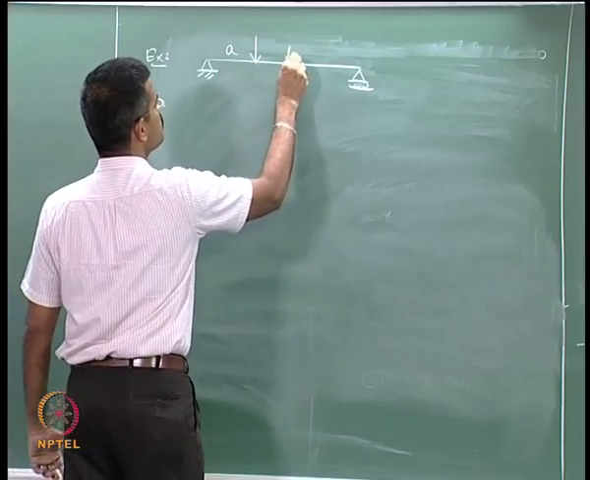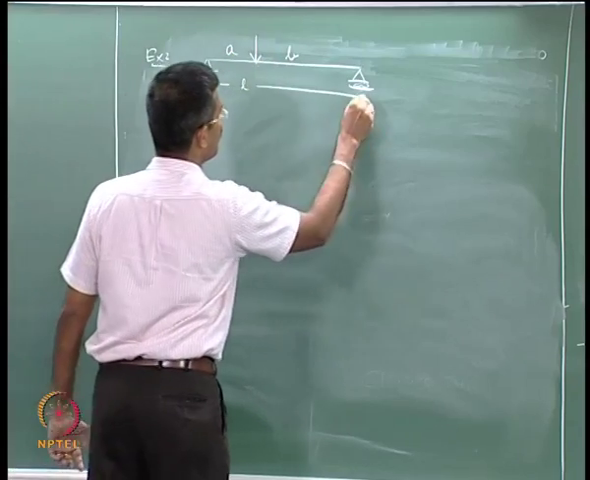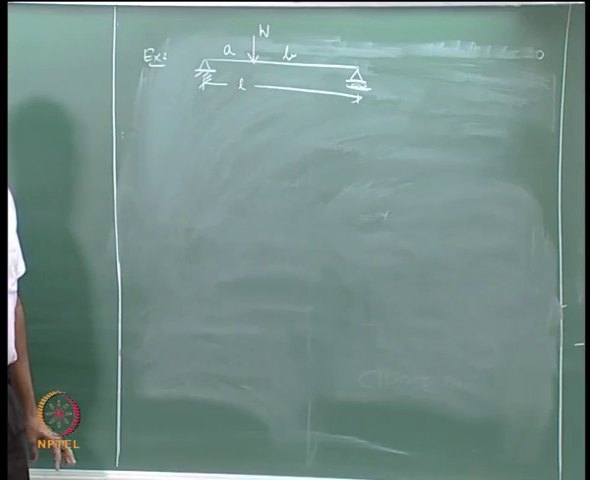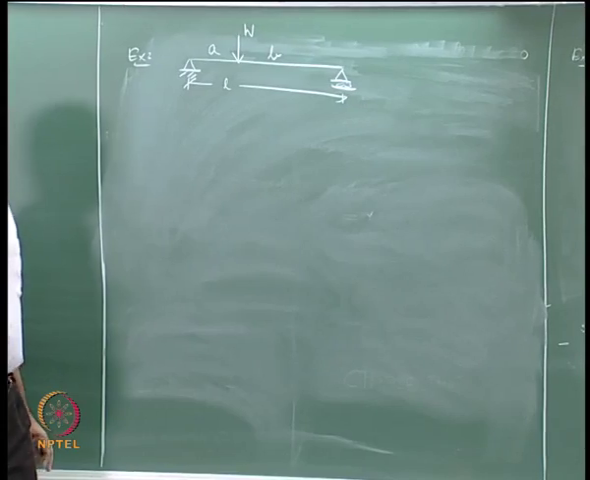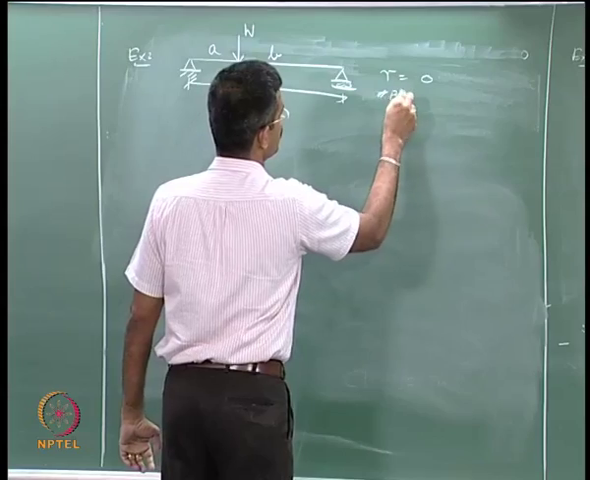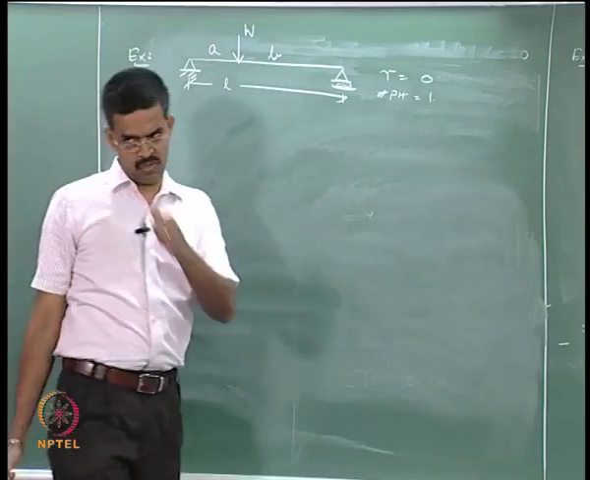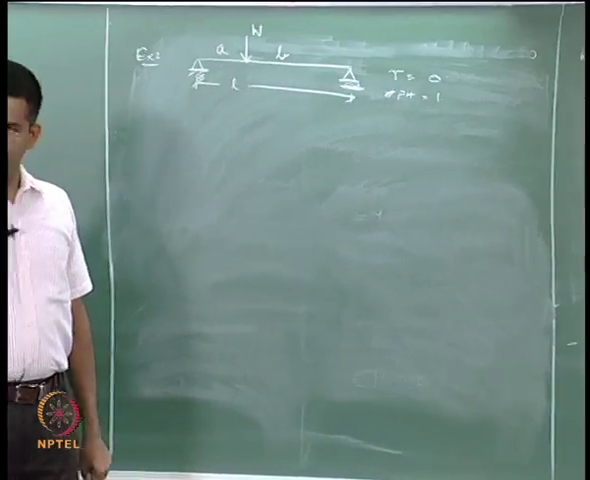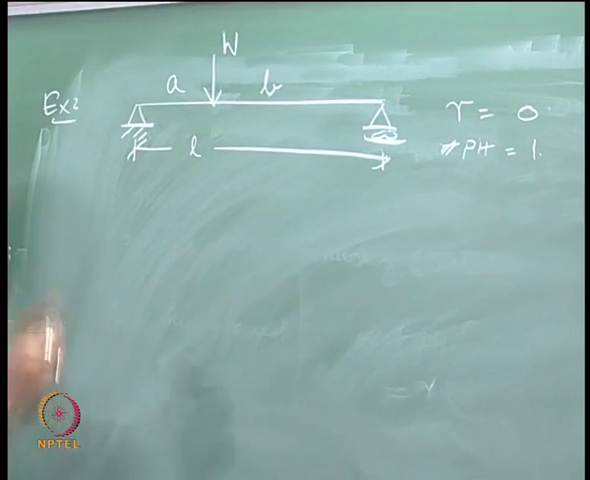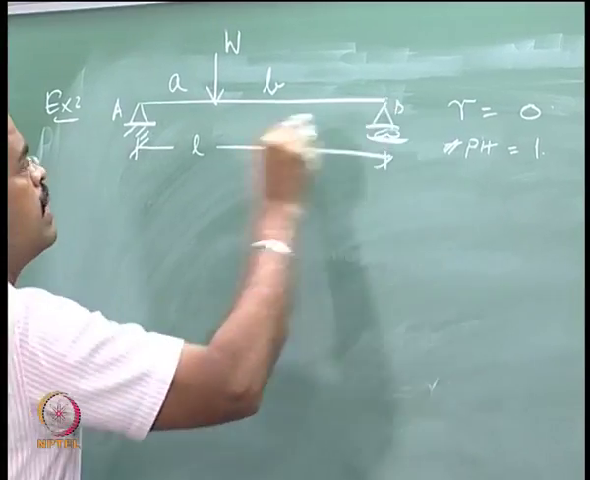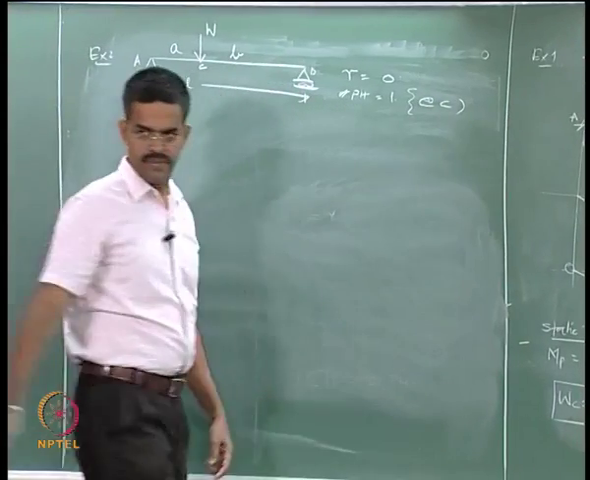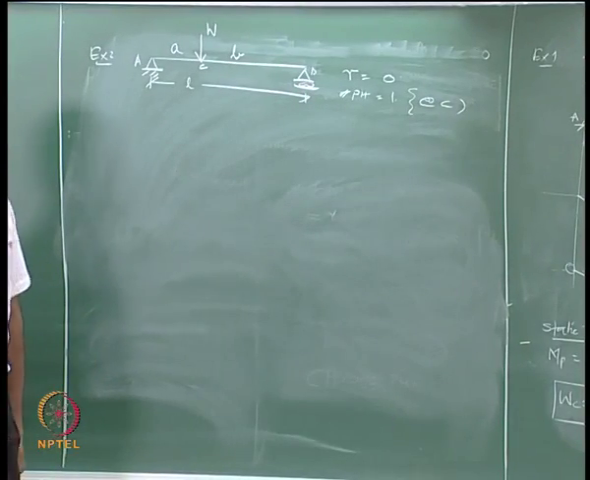This is A and this is B, and of course this is L and this is W. Okay. So the degree of indeterminacy for this beam is 0. Number of plastic hinges required for this section to make mechanism is 1, and where it will form? It will form under the concentrated load. I call this A, B and C. The possible location of the plastic hinge is at C. That is a possible location.